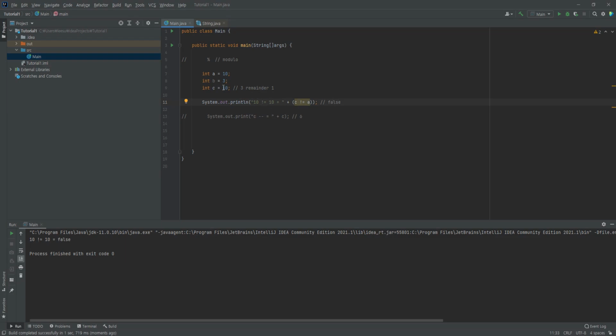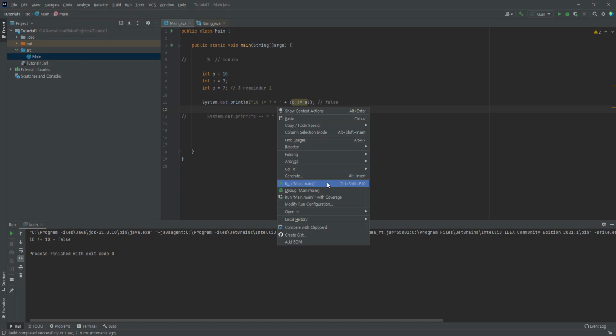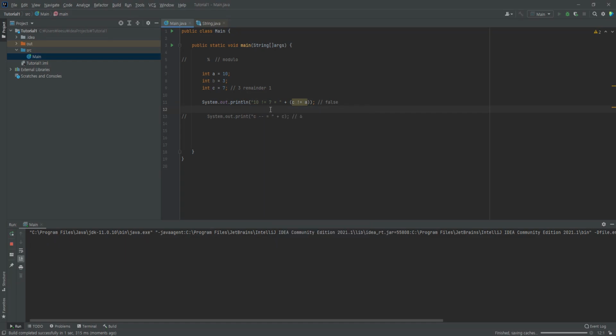So let me change this to 7. So this becomes 7. Of course the expected output would be true, since 10 is not equal to 7, which you can see here, it's true.